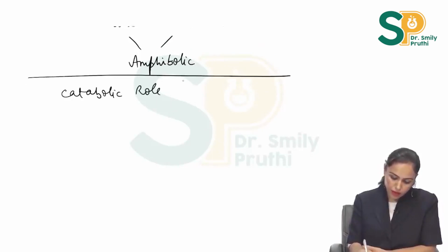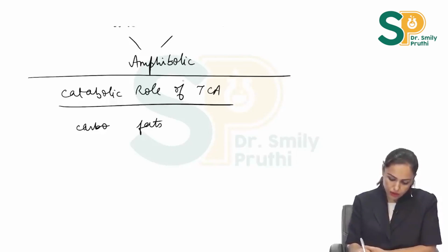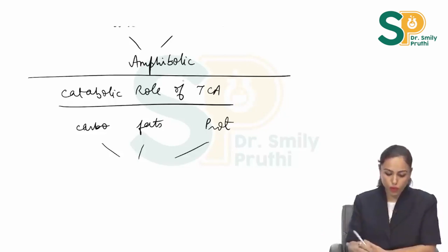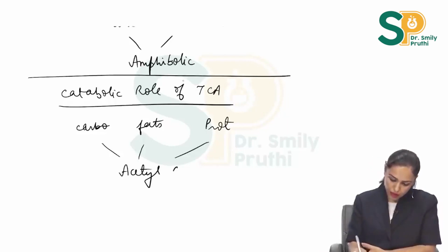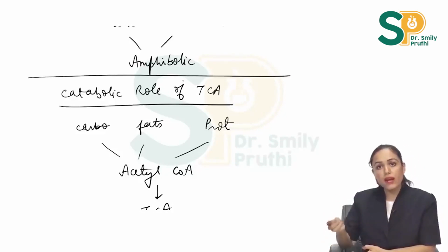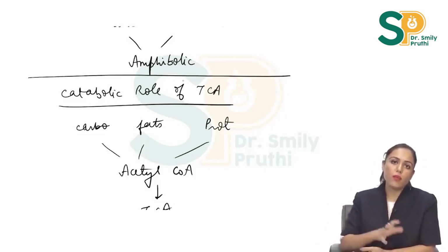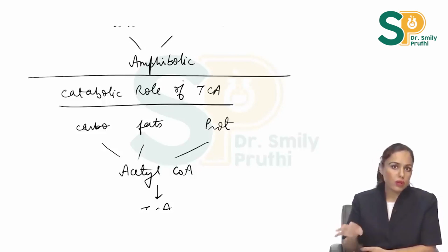When I say TCA is catabolic, what does that mean? What is the catabolic role of TCA? Catabolic role of TCA means all the macromolecules, carbohydrates, fats and proteins, when they are getting broken down in the body, they all form acetyl-CoA, which enters the TCA cycle. So, can we say that all macromolecules are getting broken down and they finally reach the TCA cycle? So, TCA cycle is the common catabolic pathway of all the macromolecules.